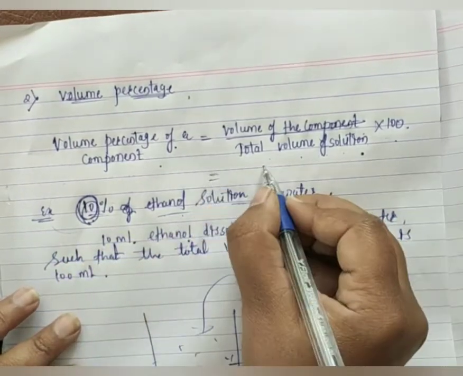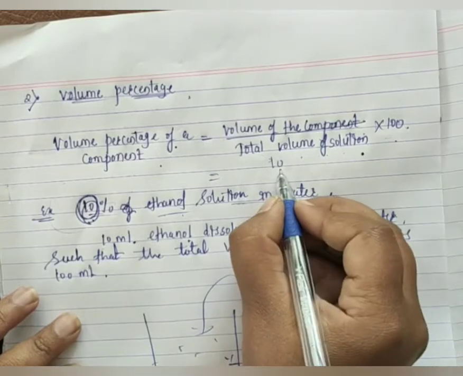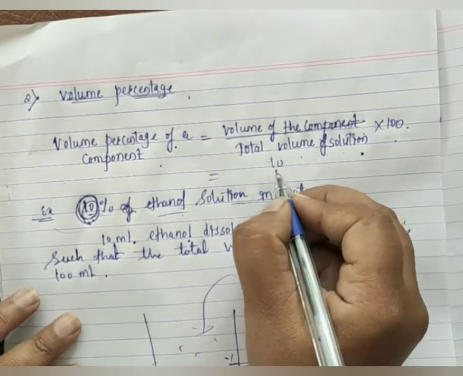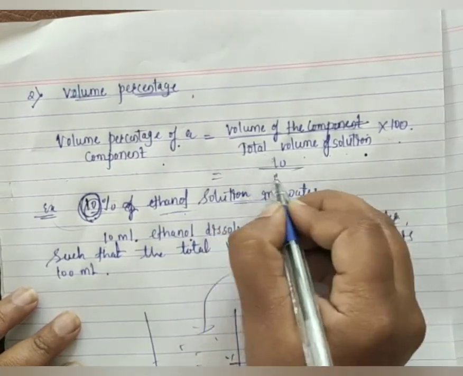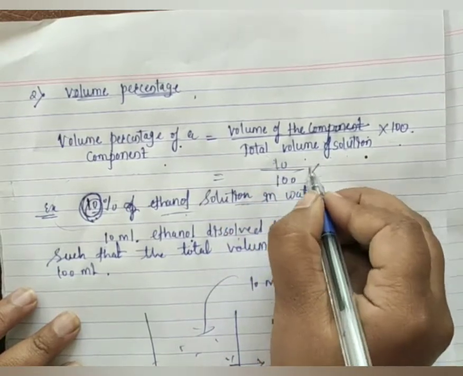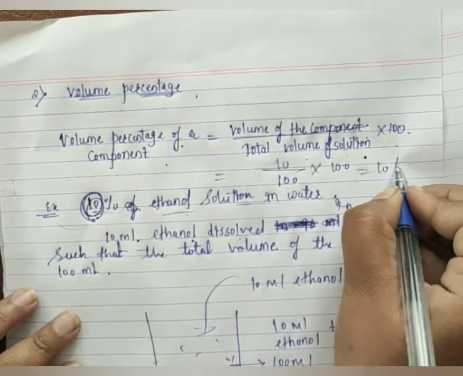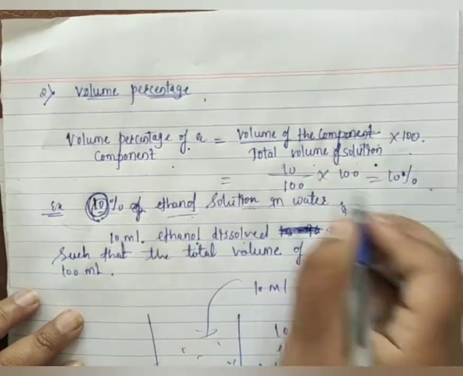Suppose I take 10%, so the volume of the solute will be 10, which is dissolved in 100 ml of water. Percent means we have 100, so the total volume will be 100, into 100. I am getting a total of 10%. This is one example.